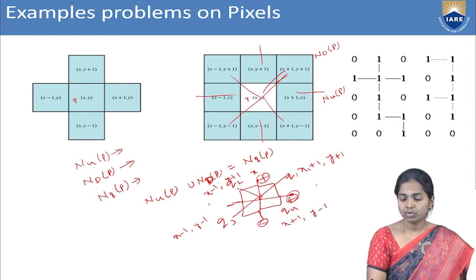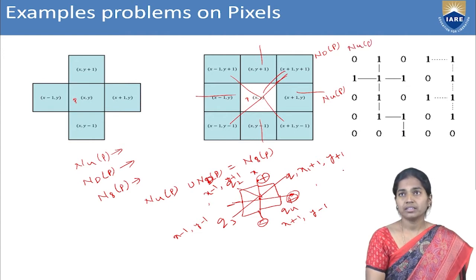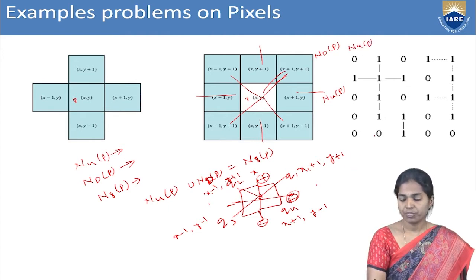For example, consider n4 of p. Which pixels are the same here? For example, consider V of 1. Which pixel values are 1? We can find the path in those pixels only. So here this is 1. From here to here, it is n4 of p.